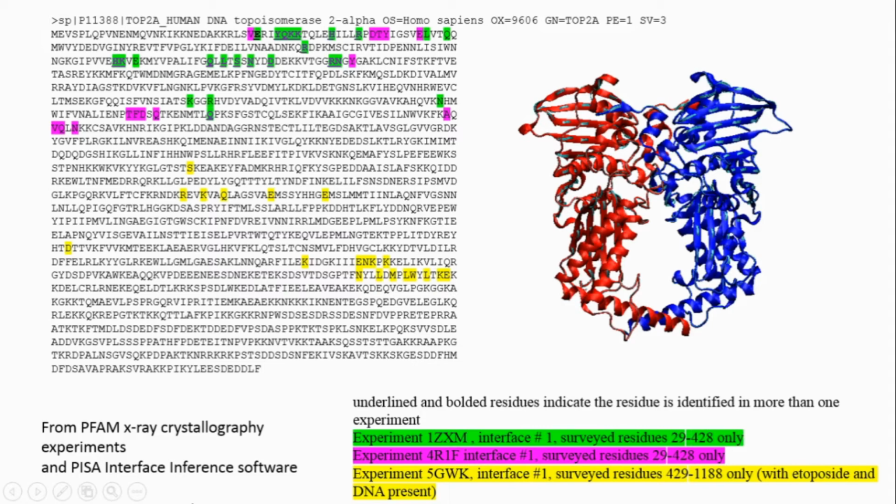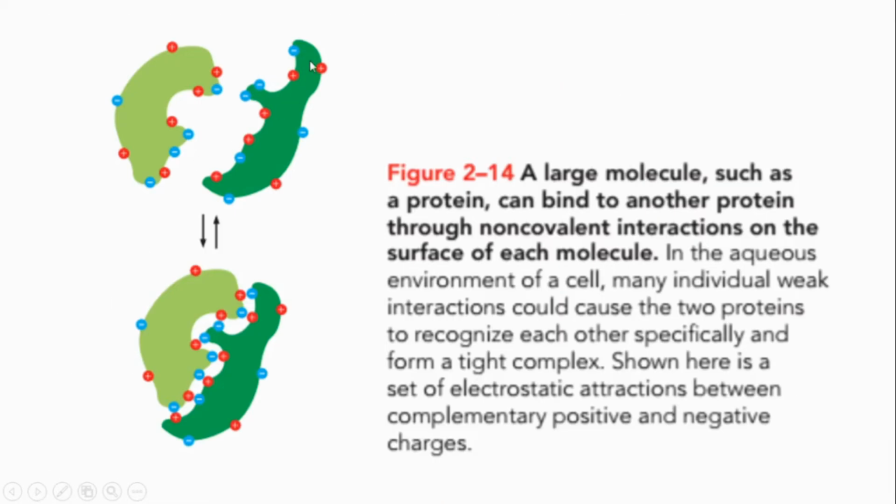What I did is I took X-ray crystallography data from experiments that are publicly posted on the PFAM website, and I used another publicly available software suite called PISA to infer where the connections are. So as in Bruce Alberts' diagram here, these charges are associated with specific amino acids. For one protein, we have these specific amino acids, and then on the other protein, we have these specific amino acids with the opposite charge.